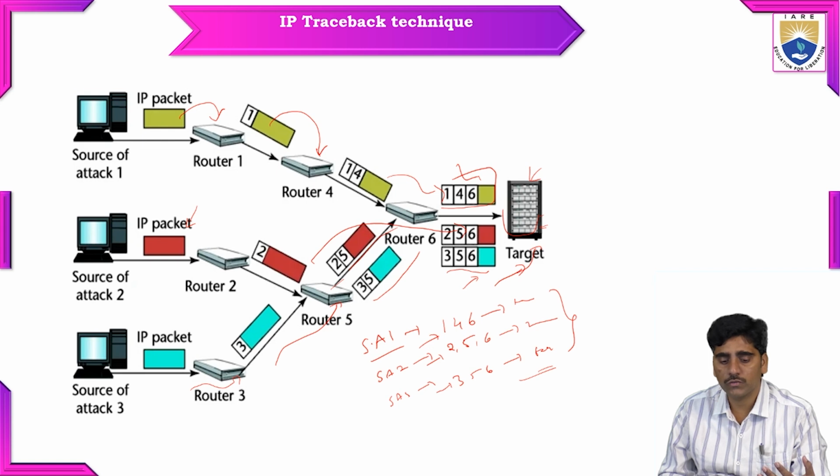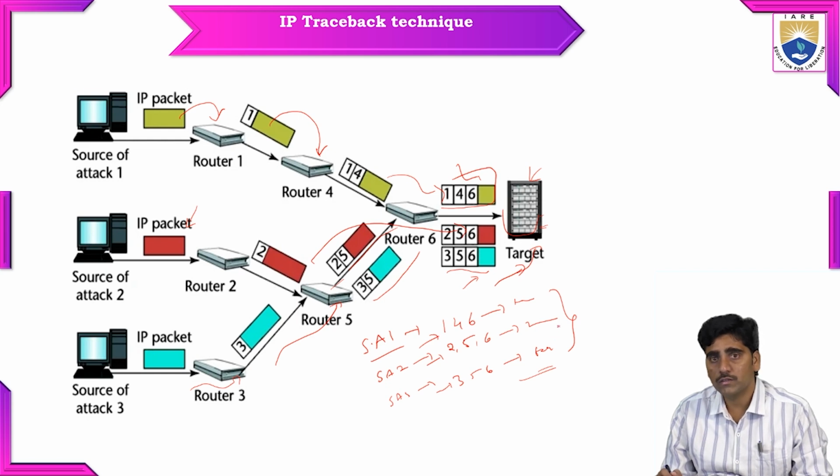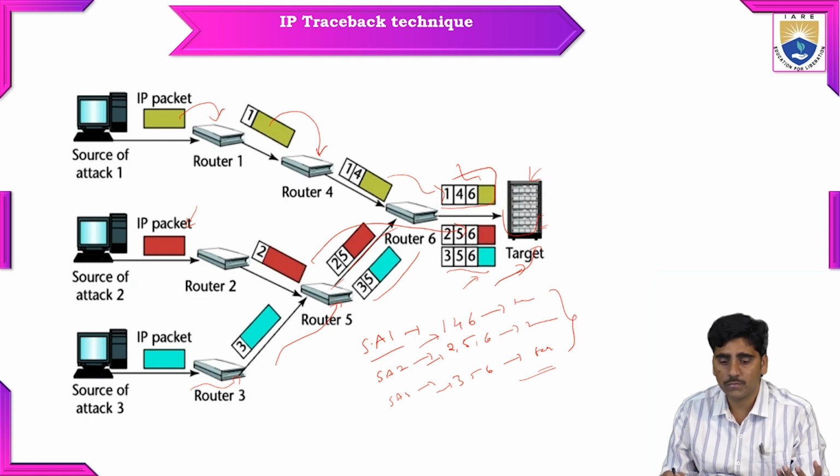And here also we can understand the source of attack 1 as the first path, the source of attack 2 as the second one, and the source of attack 3 as the third one on the target system, and how they are using the attack paths, and how they are going to perform the traceback paths. So this is all about the IP traceback techniques, which is offered in IP security.